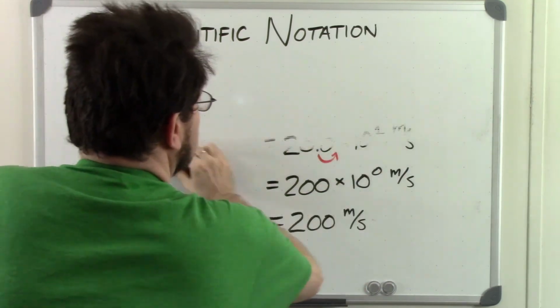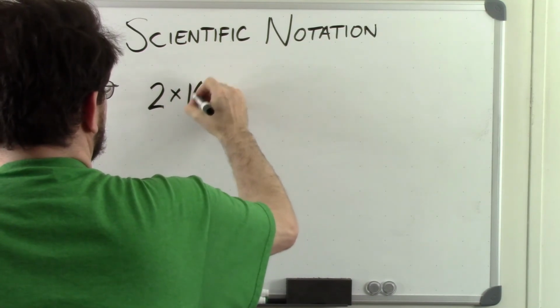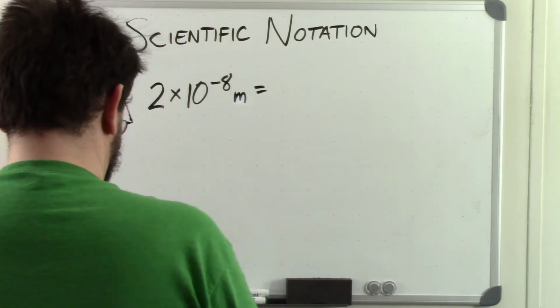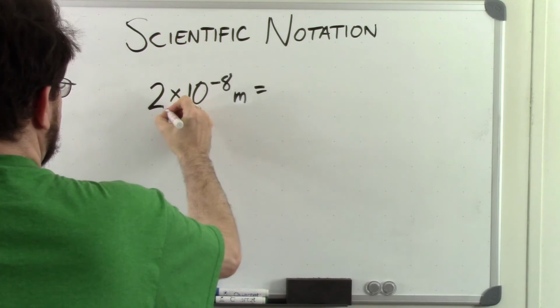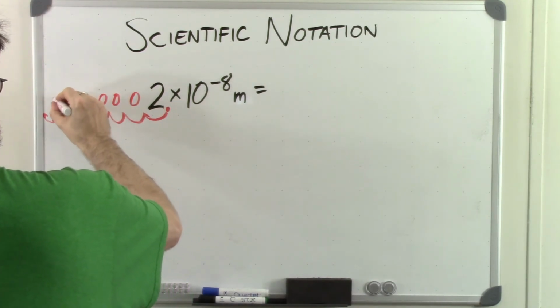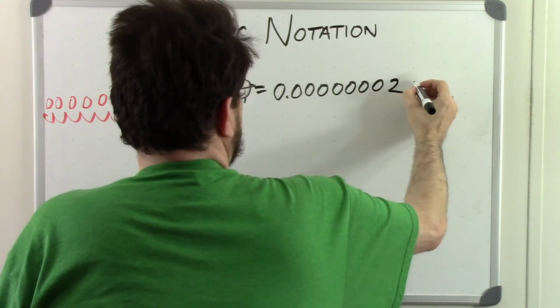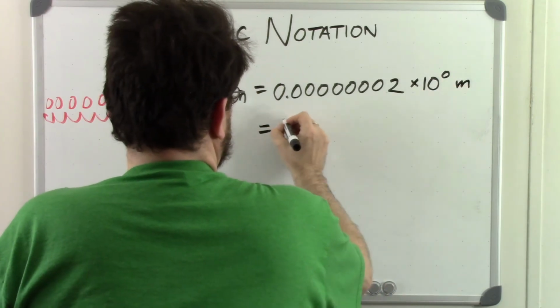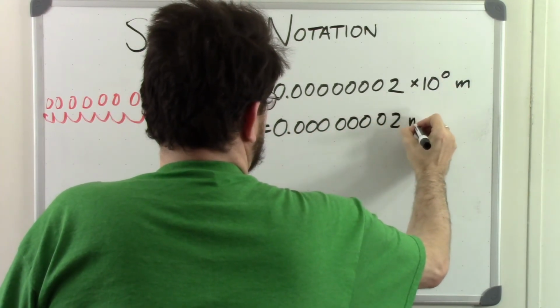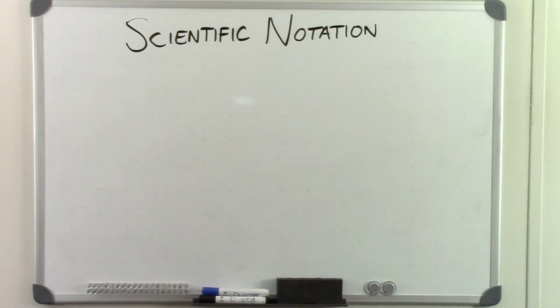The smallest viruses are about 2 times 10 to the minus 8 meters in length. What's this as a decimal? Again, we want to get the exponent from negative 8 to 0, so that means increasing it by 8, which means moving the decimal point 8 places to the left. This gives us 0.00000002 meters.